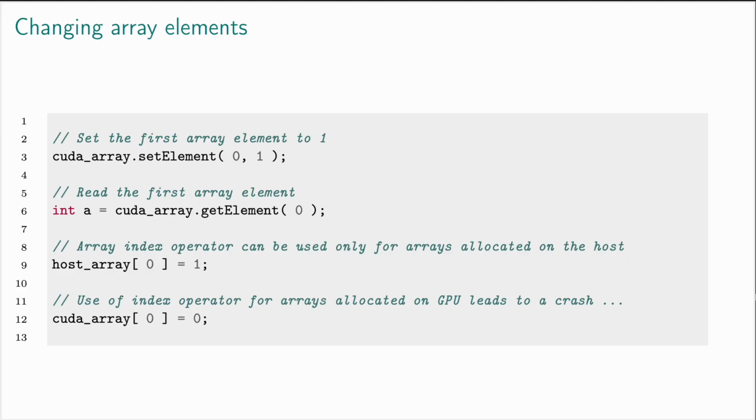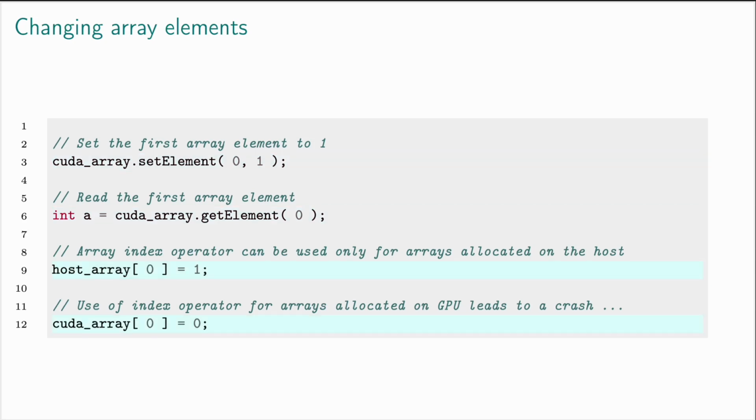The array class offers methods to work with specific elements, namely setElement, getElement, and the indexing operator. Both setElement and getElement can be used with arrays on either the CPU or GPU. For arrays on the CPU, these methods work directly. However, when used on a GPU residing array, reading or writing values means transferring the data from the CPU to the GPU or vice versa, which, as we've discussed before, can be very slow.